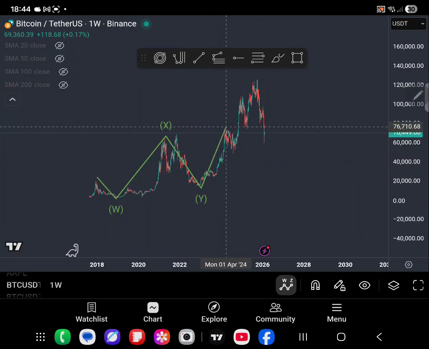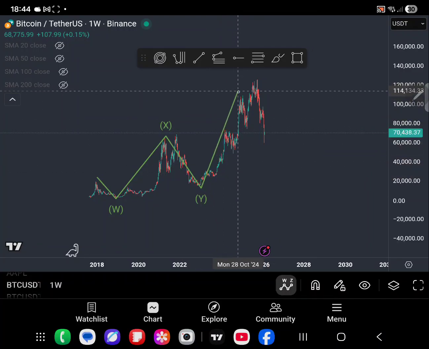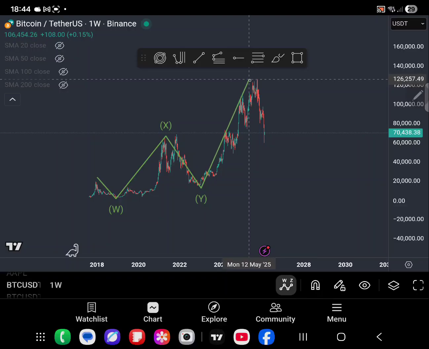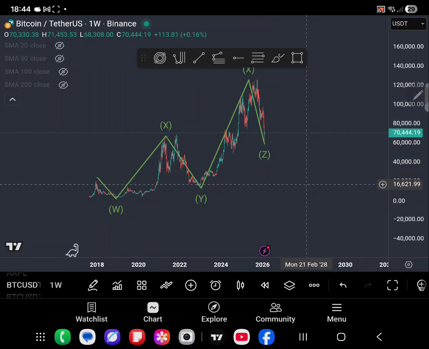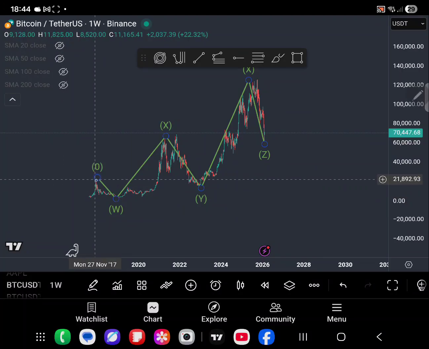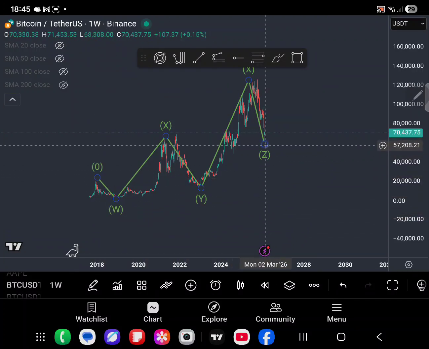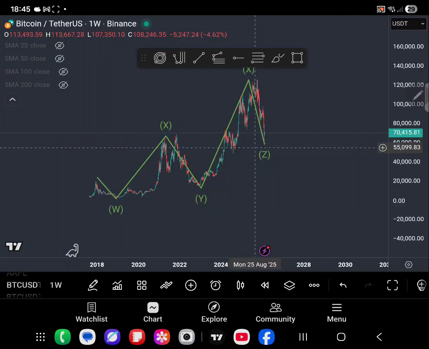I'd probably say something like that. That's the X, right? And here's Z, right? So that is a really crazy looking, complex wave 2 correction. Wave 1 came up here to 20,000, and wave 2 ended at about 60,000. That's my analysis. That's my Elliott wave count on Bitcoin.